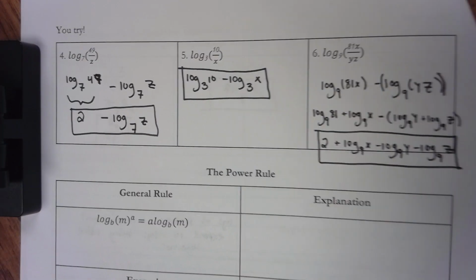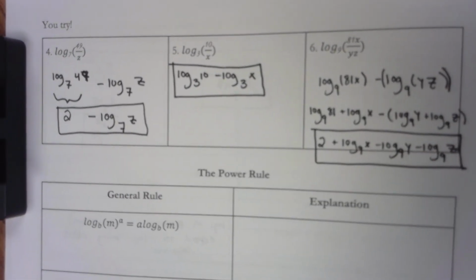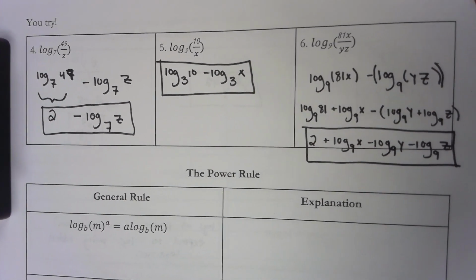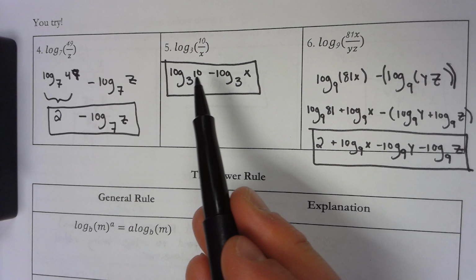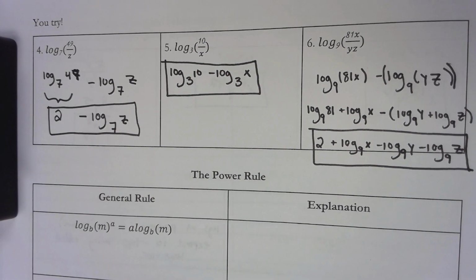All right. So 5, not much different than what I did in 4, just that there's no evaluation part. When I think of 3 to the power of what is 10, it's not any whole number. If the answer is not any whole number, positive or negative, then we'll just leave it as is. So log base 3 of 10 minus log base 3 of x.